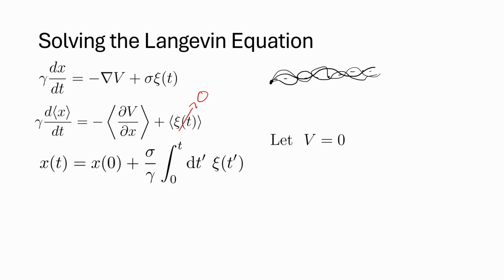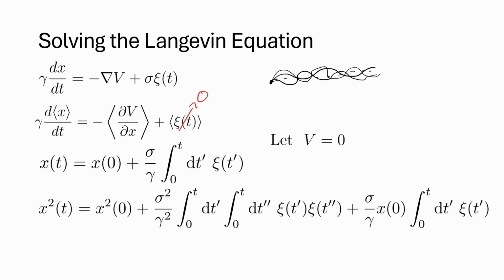Okay, now to look at different properties of the distribution, we can look at the square of the position. And this is going to get at the variance in a few seconds. So this is just me squaring the equation. But what's interesting is we're going to look at averages now. So if we take the average of the left-hand side, we take the averages of the right-hand side as well.